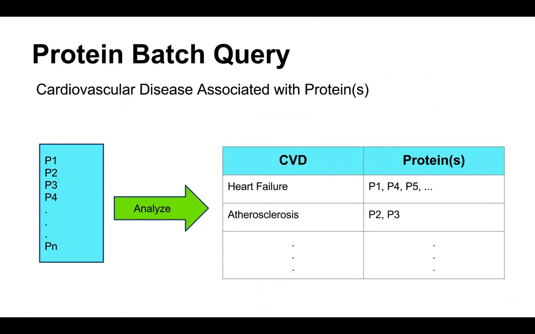The basic idea of this feature is that users can identify which proteins are associated with which disease. And in the future, we may include a statistical value, like false discovery rate, to show the significance of the results.